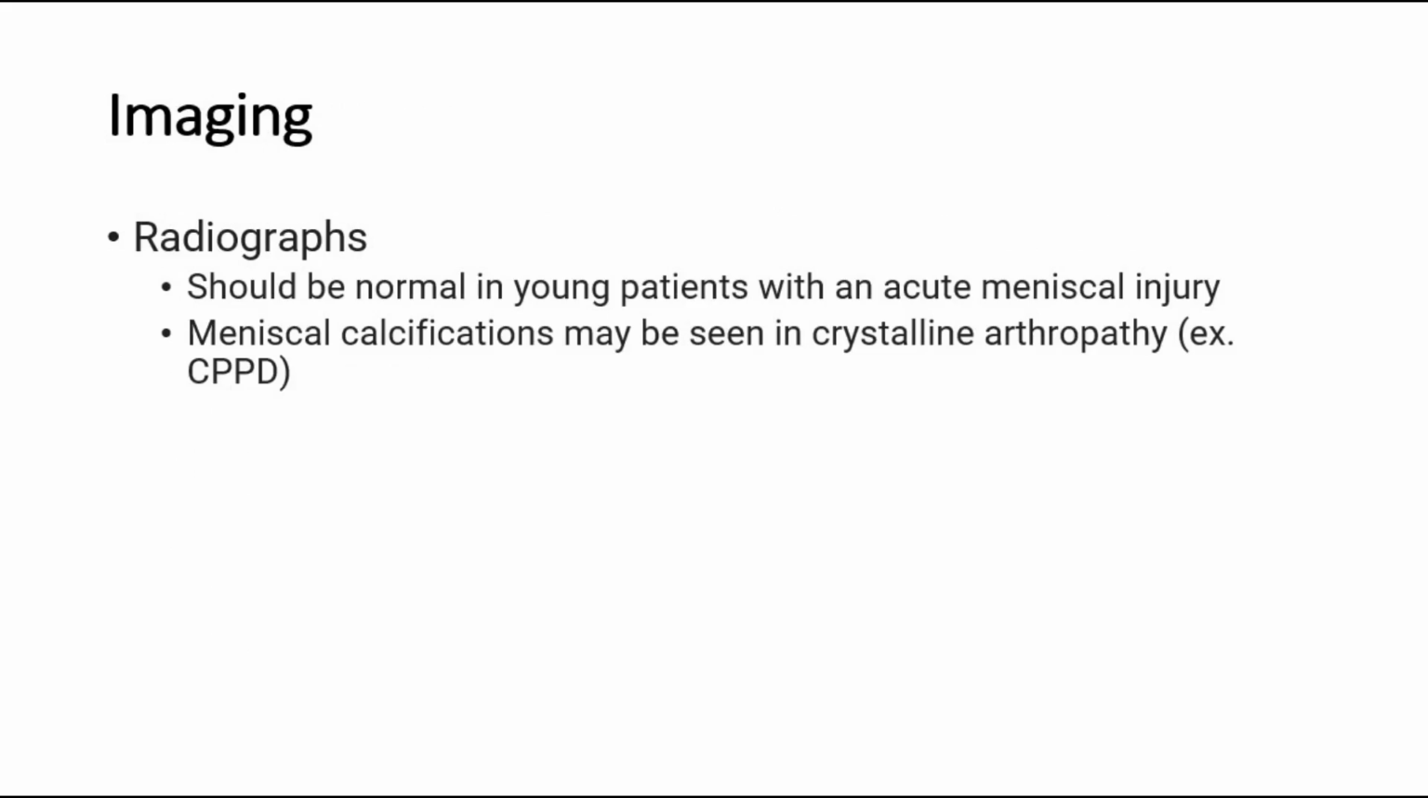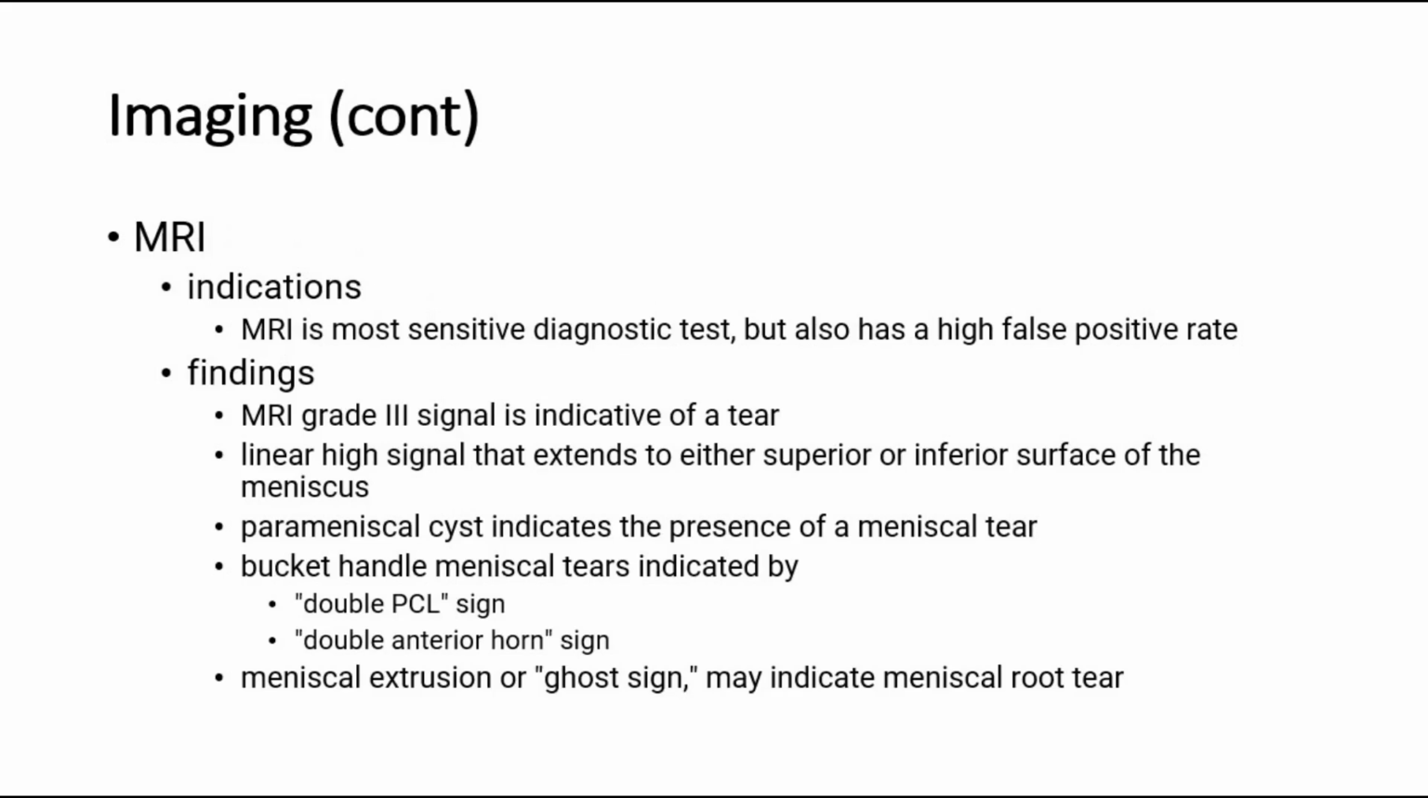For imaging, radiographs should be normal in young patients with an acute meniscal injury. Meniscal calcifications may be seen in crystalline arthropathy. MRI is the most sensitive diagnostic test for meniscal tear. MRI grade 3 signal is indicative of a tear. Other findings include a linear high signal that extends to either the superior or inferior surface of the meniscus. Parameniscal cyst indicates the presence of a meniscal tear.